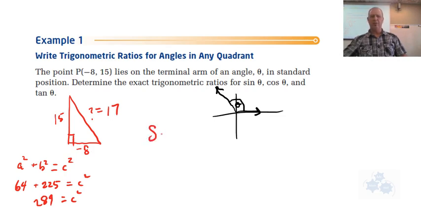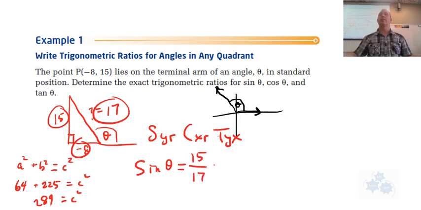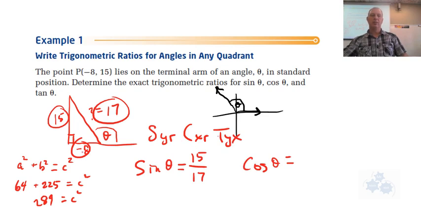So this is super easy now. SOH CAH TOA. You guys love that, don't you? Sine of theta, and of course that would be this theta, right? It's actually this theta, but we're using these values. Sine is y, that's 15, over r, 17. There you go, that's the ratio for sine. Cosine is x over r, so that's negative 8 over 17. And tan of theta is y over x. That's 15 over negative 8.